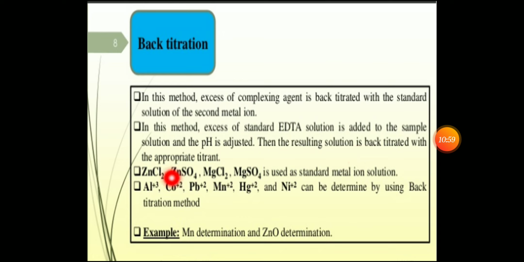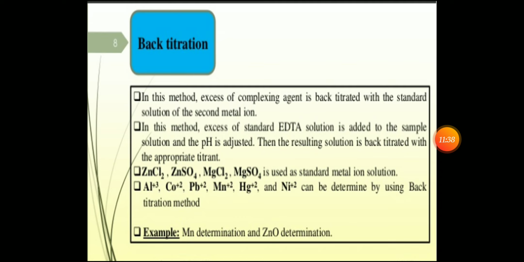The standard metal ions we use are zinc chloride, zinc sulfate, magnesium chloride and magnesium sulfate. These are the standard metal solutions we are using for this titration, and these are the metals we can identify or determine using the back titration method: aluminum, copper, manganese, nickel, etc. An example is manganese determination and zinc oxide determination, etc.